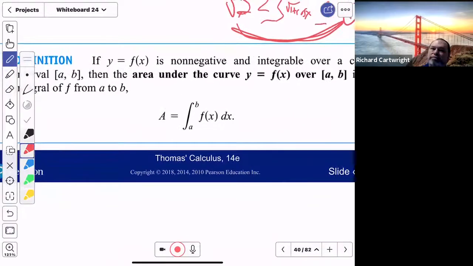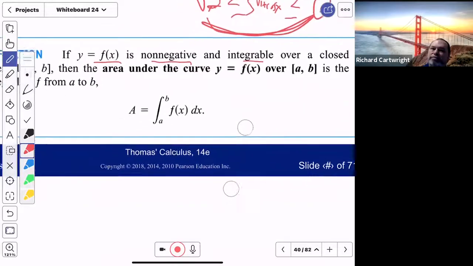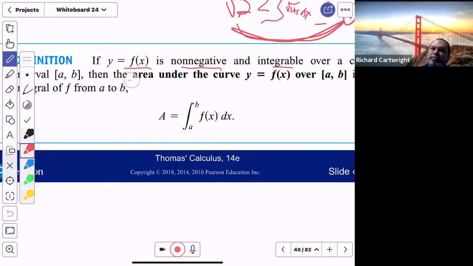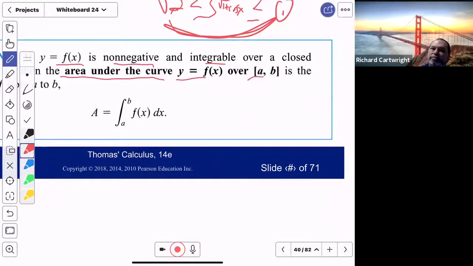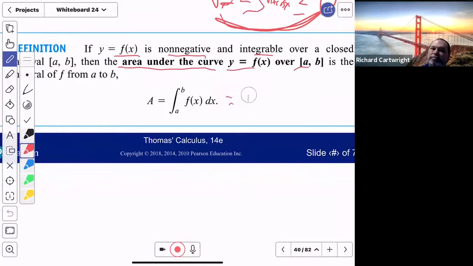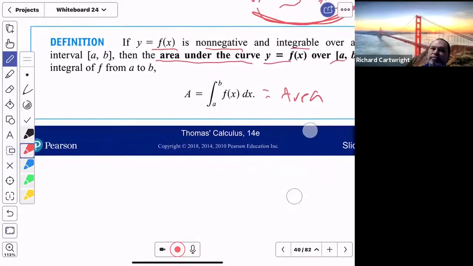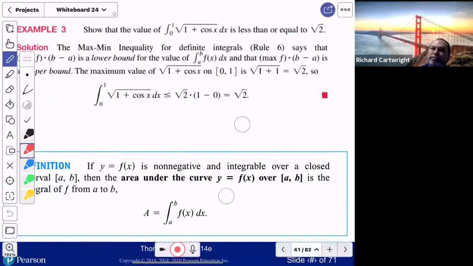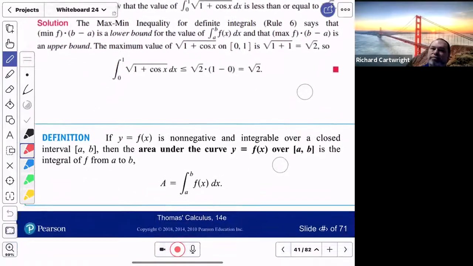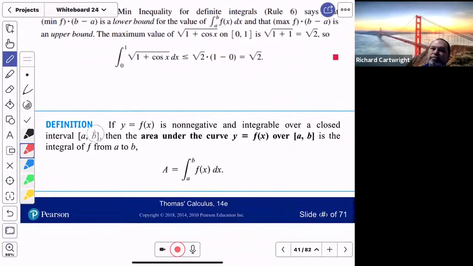What is he doing here? If f of x is non-negative and it's integrable over a closed interval [a, b], then the area under the curve is... okay, come on. We already know that this whole thing is about area. We already know that. There's the answer to that problem. There's the definition of area under a curve.